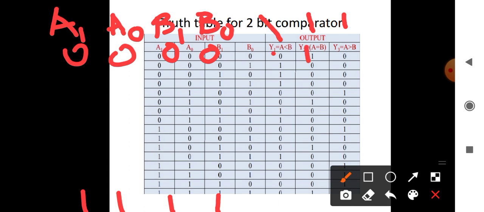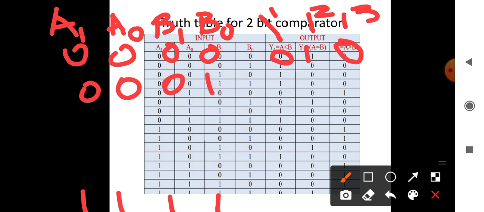So this is 1, and the other two conditions are 0. The first condition is A is less than B, the second condition is A is equal to B, and the third condition is A is greater than B.